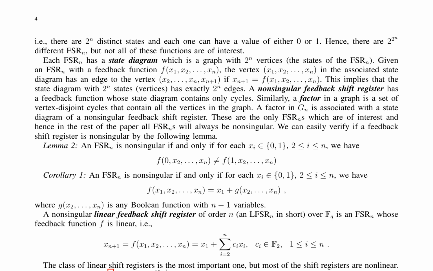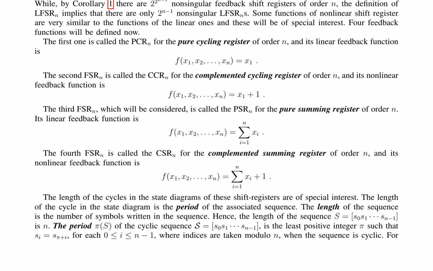A non-singular linear feedback shift register of order n, or LFSR, is an FSR with a linear feedback function, where x_{n+1} = f(x_1, x_2, ..., x_n) = x_1 + Σ_{i=2}^{n} c_i x_i, with c_i in F_2, 1 ≤ i ≤ n. There are 2^(2^(n-1)) non-singular feedback shift registers of order n, but only 2^(n-1) non-singular LFSRs. 4 feedback functions are defined.